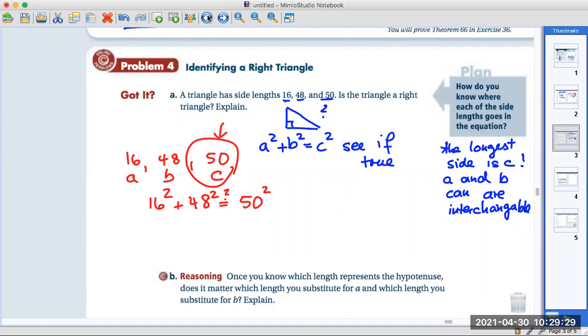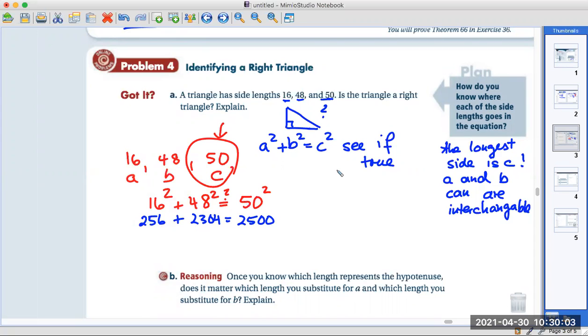16 squared means 16 times 16, 256, plus 48 times 48, or you can say 48 to the power of 2, is 2,304. 50 times 50 is 2,500. Short version is 5 times 5, add 2 zeros.